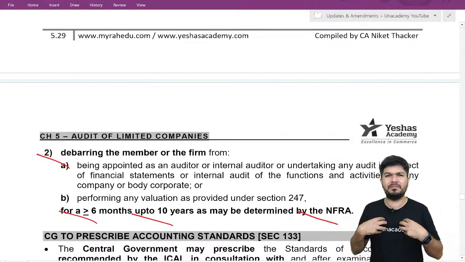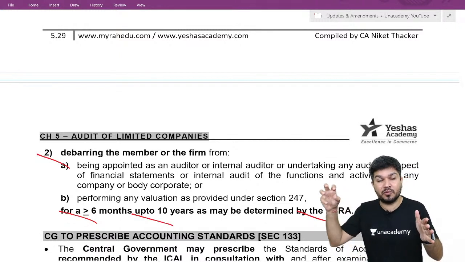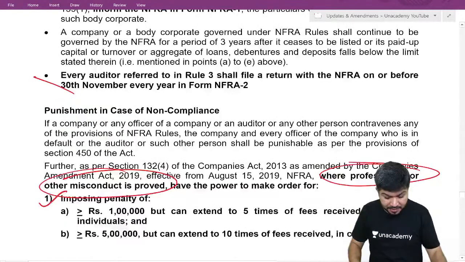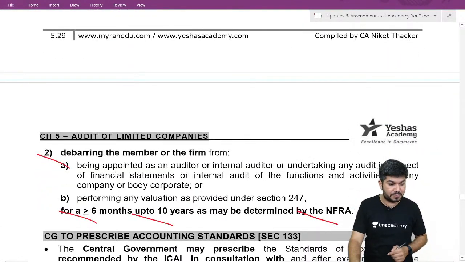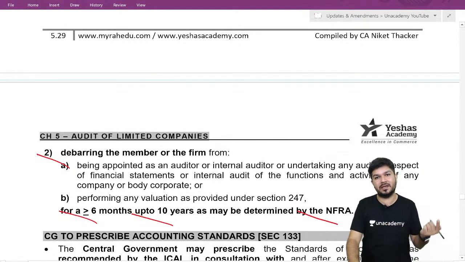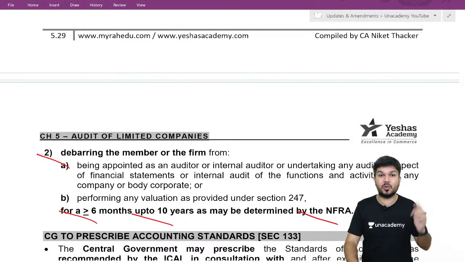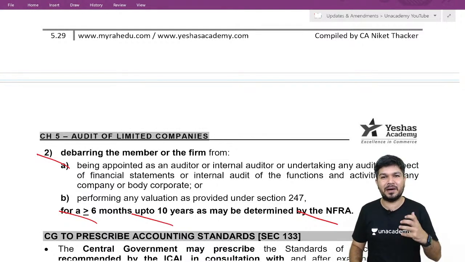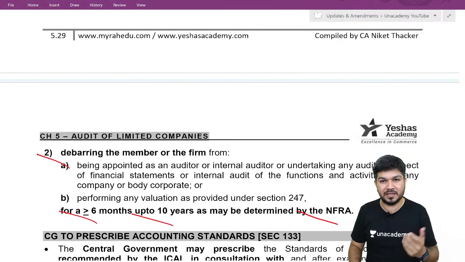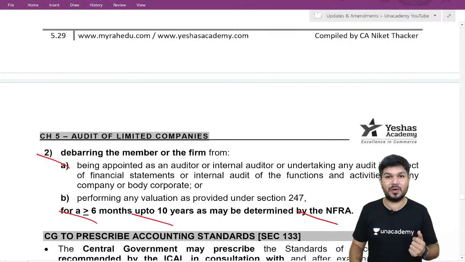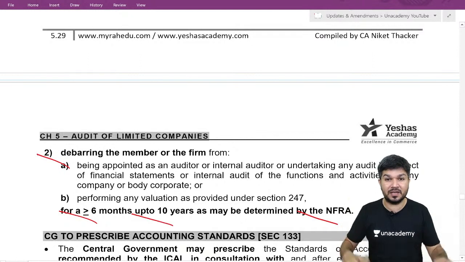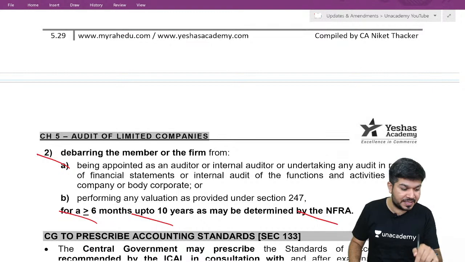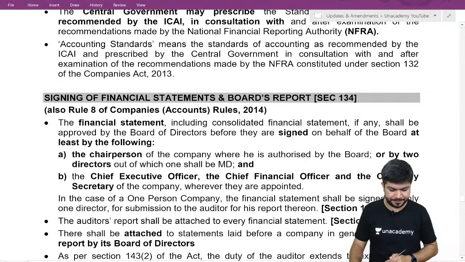So for an individual the penalty is 1 lakh, maximum up to 5 times your fees received. For a firm it is minimum 5 lakh, maximum 10 times the fees received, and they can debar you for a minimum of 6 months up to 10 years. Done? This was section 132, NFRA. Section 133 is CG has a power to prescribe. CG prescribes the accounting standards. Accounting standards are the standards of accounting recommended by ICAI, prescribed by CG in consultation with NFRA.